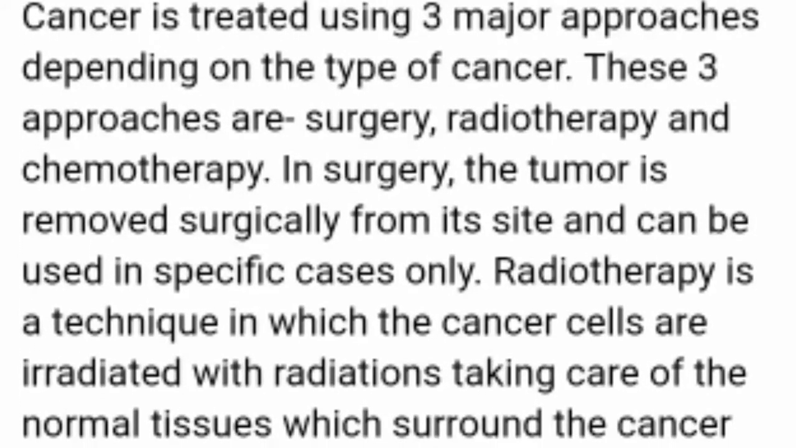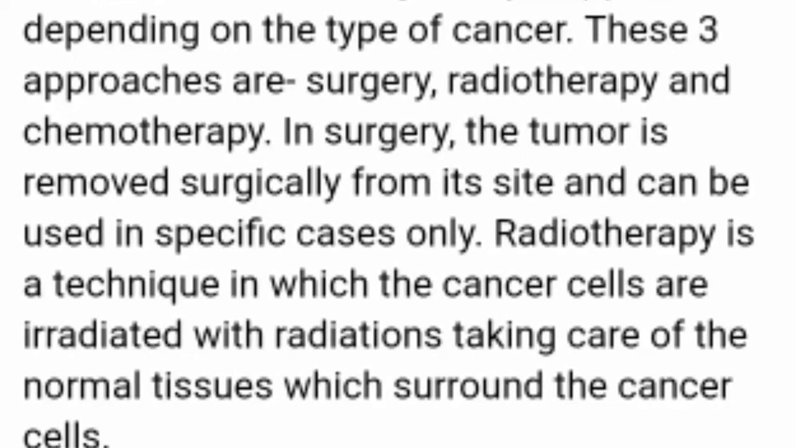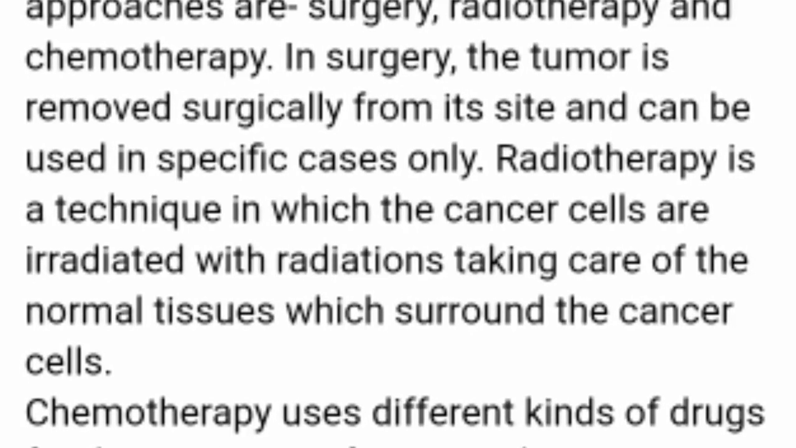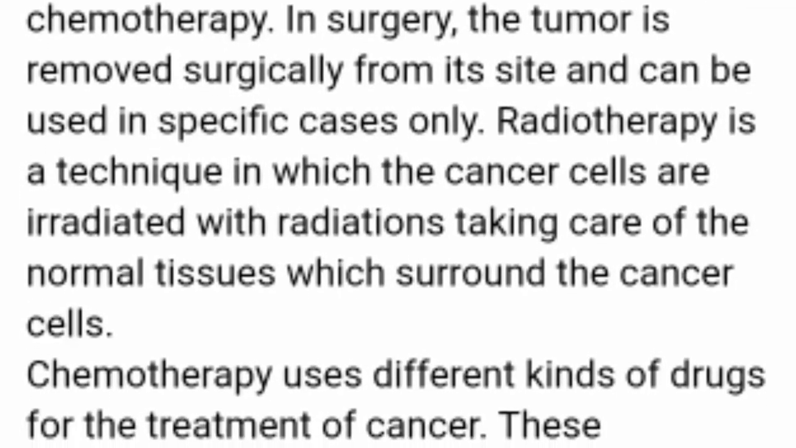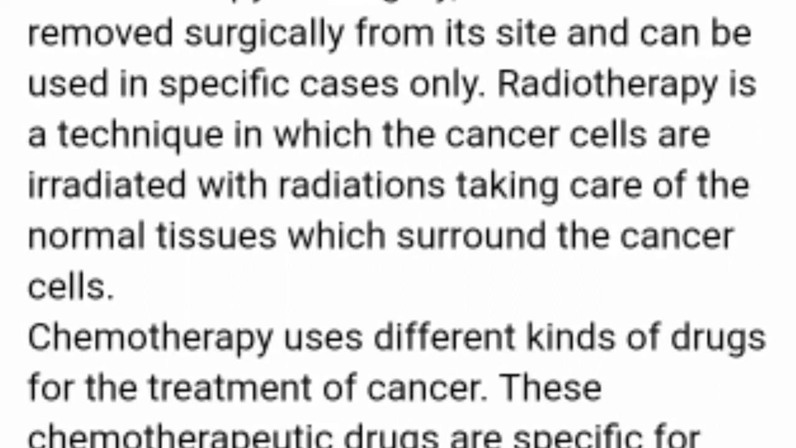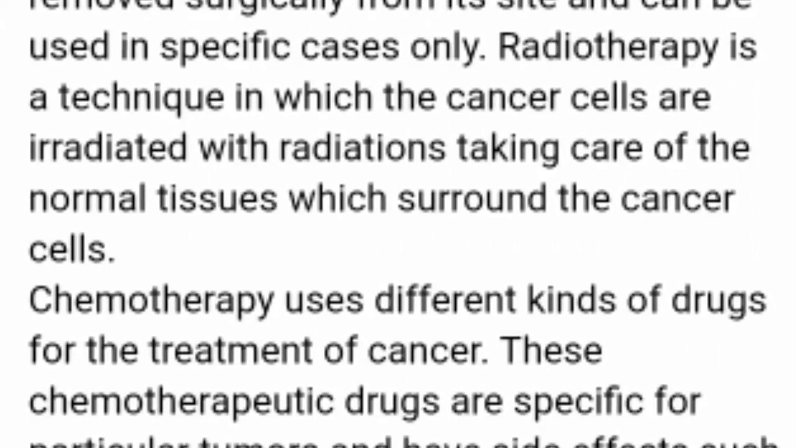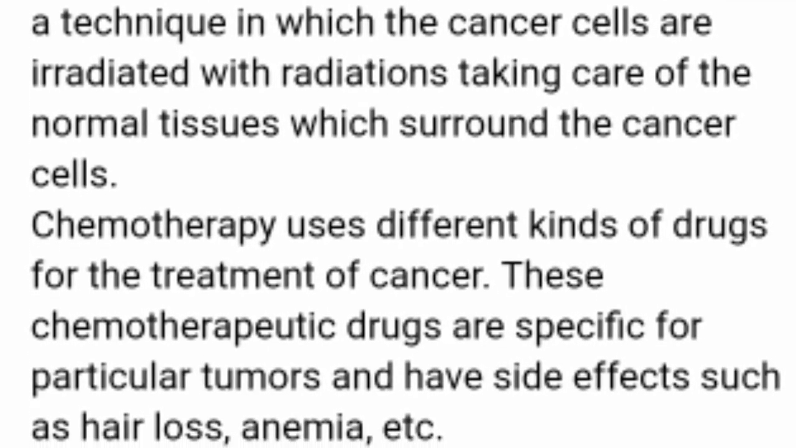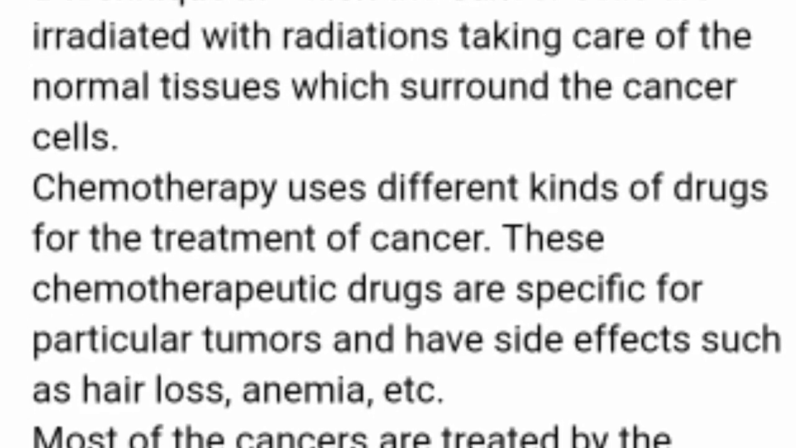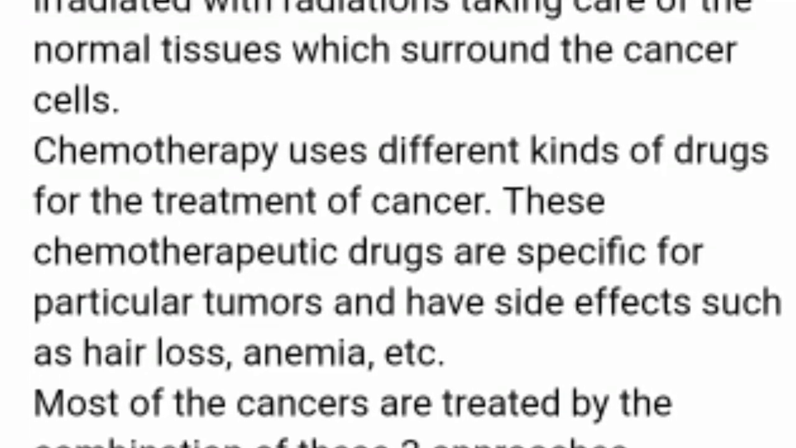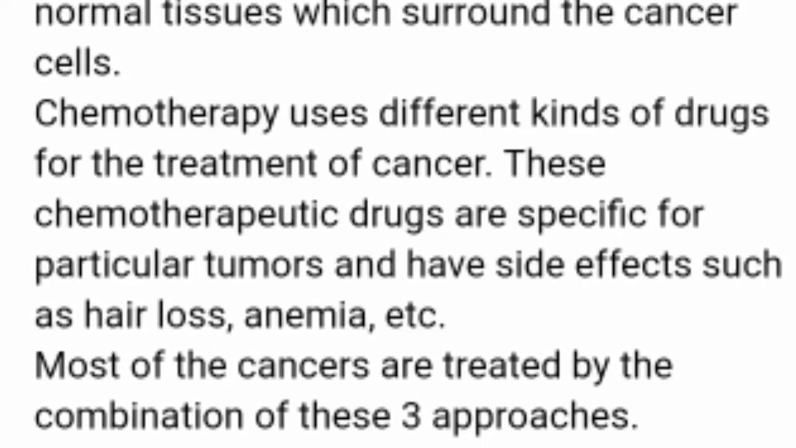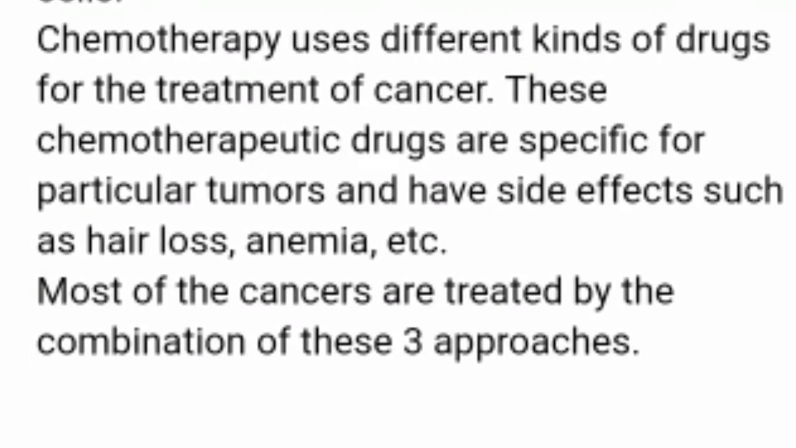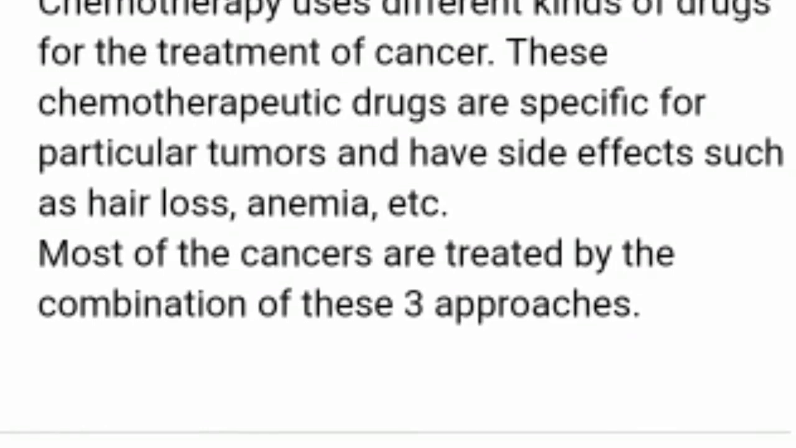Cancer is treated using three major approaches depending on the type of cancer. These three approaches are surgery, radiotherapy, and chemotherapy. In surgery, the tumor is removed surgically from its site and can be used in specific cases only. Radiotherapy is a technique in which cancer cells are irradiated, taking care of the normal tissue which surrounds the cancer cells. And chemotherapy uses different kinds of drugs for treatment of cancer. These chemotherapeutic drugs are specific to a particular tumor and have side effects such as hair loss, anemia, etc. Most cancers are treated with a combination of the three approaches.